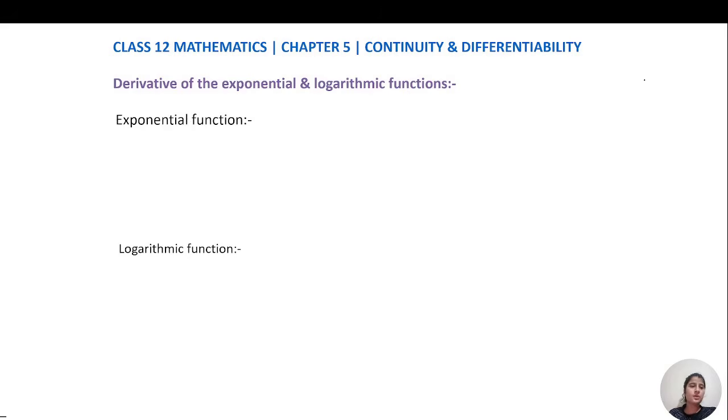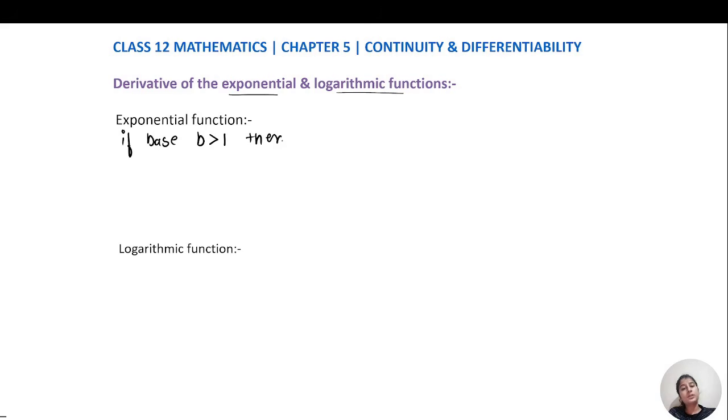Now let's move ahead. We have some important derivatives. You will notice in your future, when you go for higher studies, that the derivatives of the exponential and the logarithmic functions are very important. First we will introduce what our exponential function is and what our logarithmic function is. For the exponential function we always need a base b, which must be positive and greater than 1.